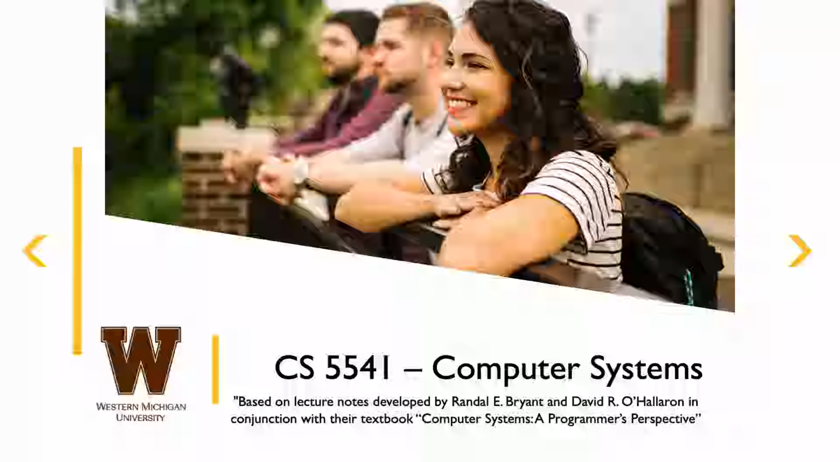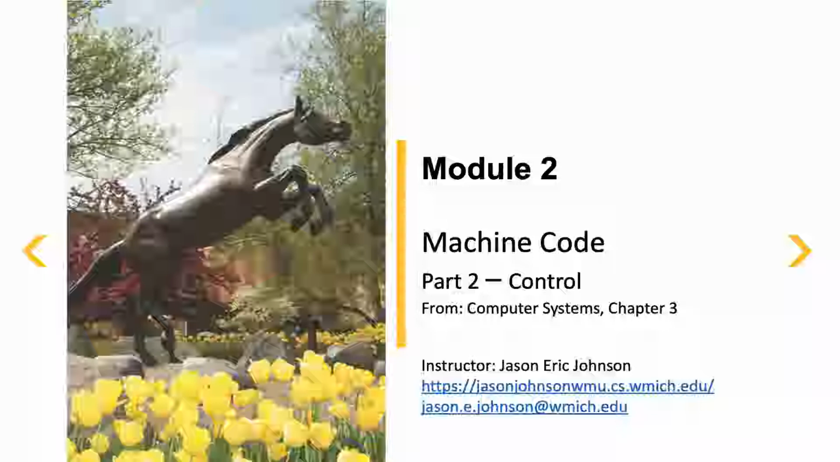In this video we'll be talking about Module 2. This is part 2 of that module. In part 1 we talked about some of the basics of machine code that you need to know to understand what's going on with it in general. And in this video we'll get into control. So we'll talk about things like conditionals and loops when we're dealing with machine code.